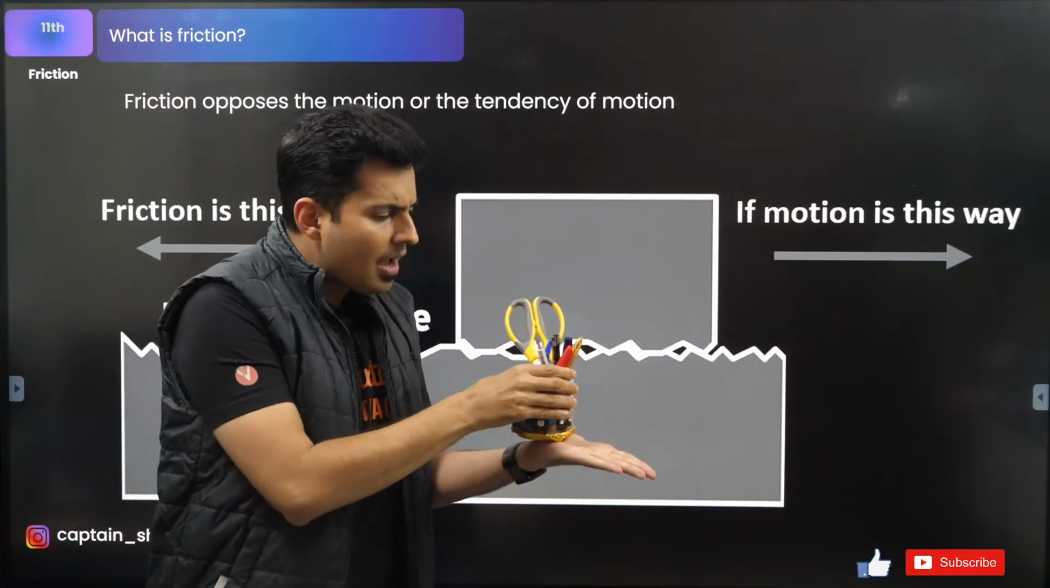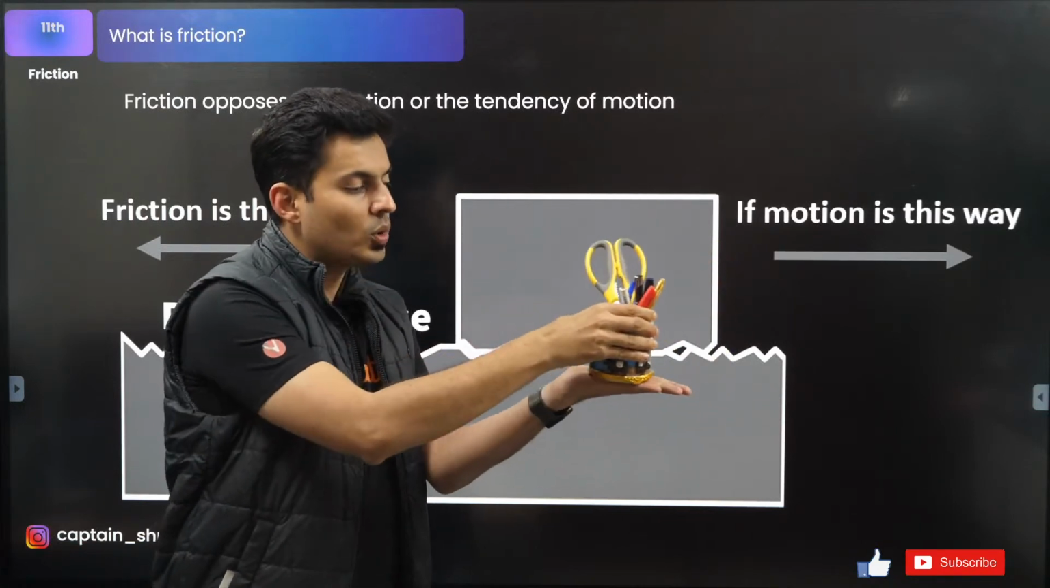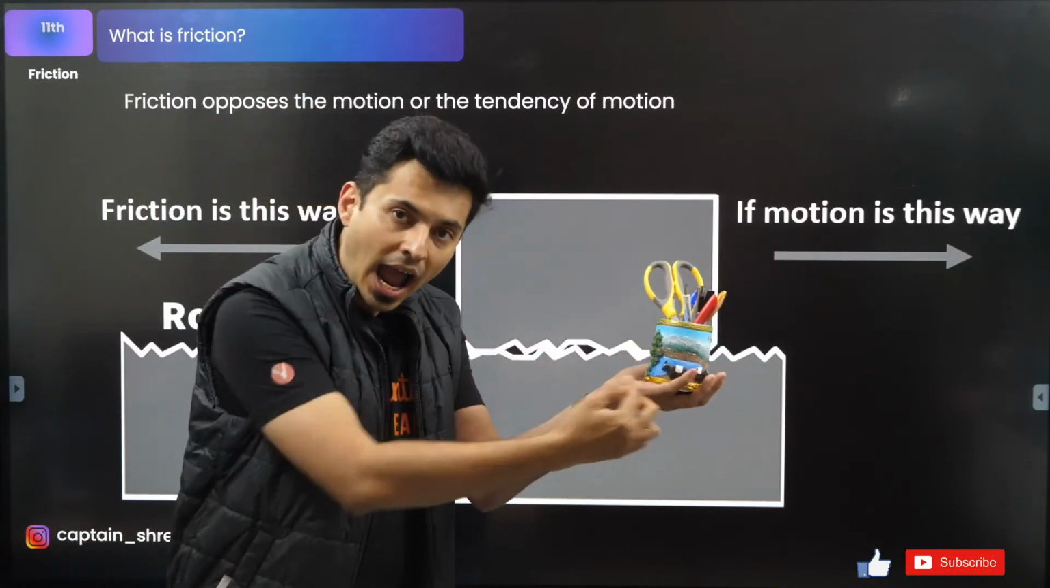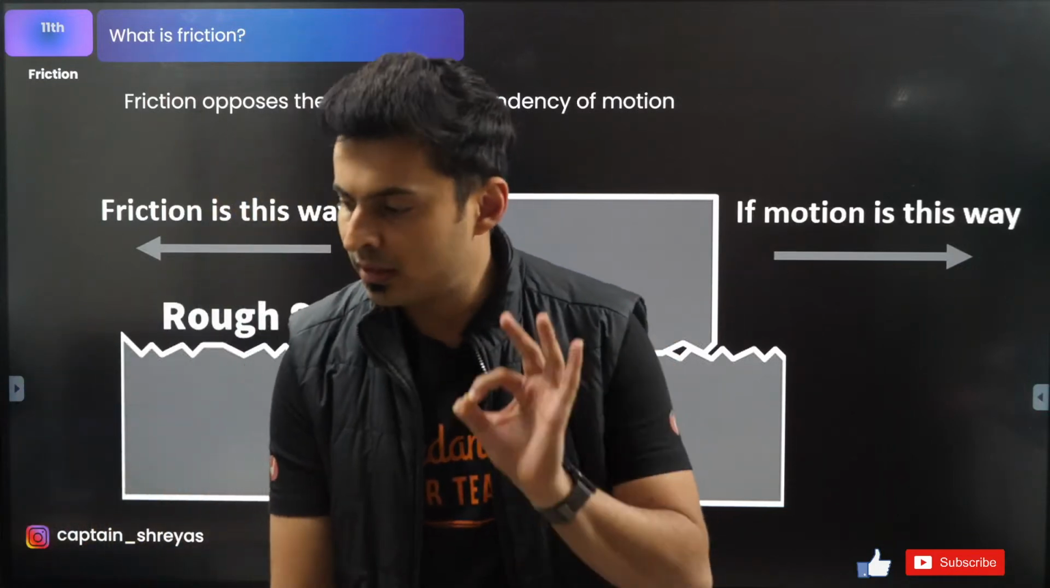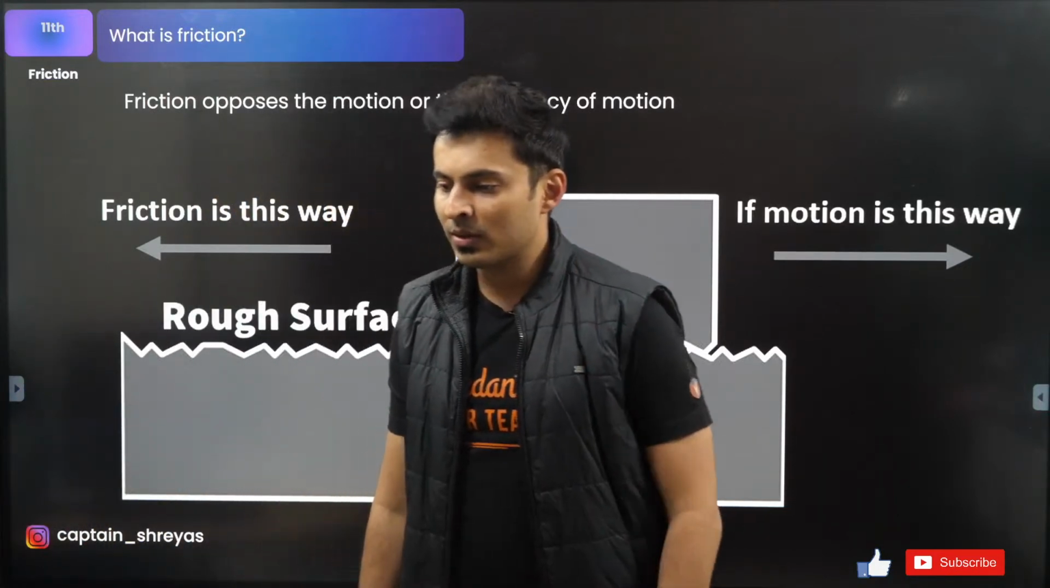Sometimes it might be actually moving. At that time the friction will actually be acting in the opposite direction. Understood? Everybody with me on this?